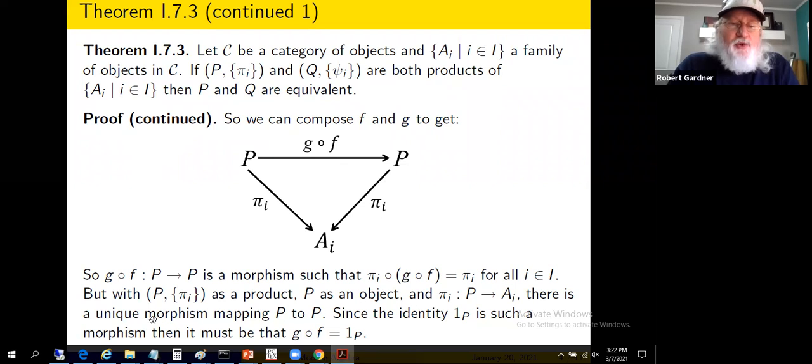But if we have a unique morphism that behaves like that, and 1 sub P behaves like that, and G composed with F behaves like that, then we have G composed with F equals 1 sub P. And that's halfway there. So we wanted to show that G composed with F equals 1 sub P, and F composed with G equals, I think that'll be 1 sub Q if you look at the domains and codomains. But that'll be exactly what we need to show we have an equivalence.